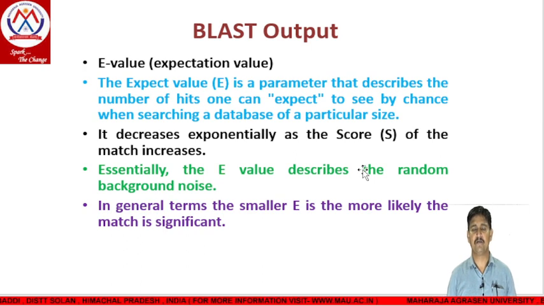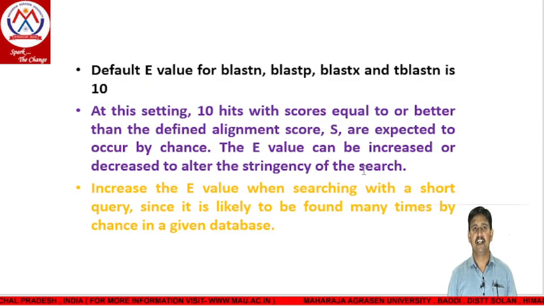When the value of E is smaller, the match we found in the database is more significant than a sequence which has a higher e-value. The default e-value for blastn, blastp, blastx and tblastn is 10. The default parameter set on the NCBI website for e-value is 10. At this setting, 10 hits with a score equal to or better than the defined alignment score S are expected to occur by chance.